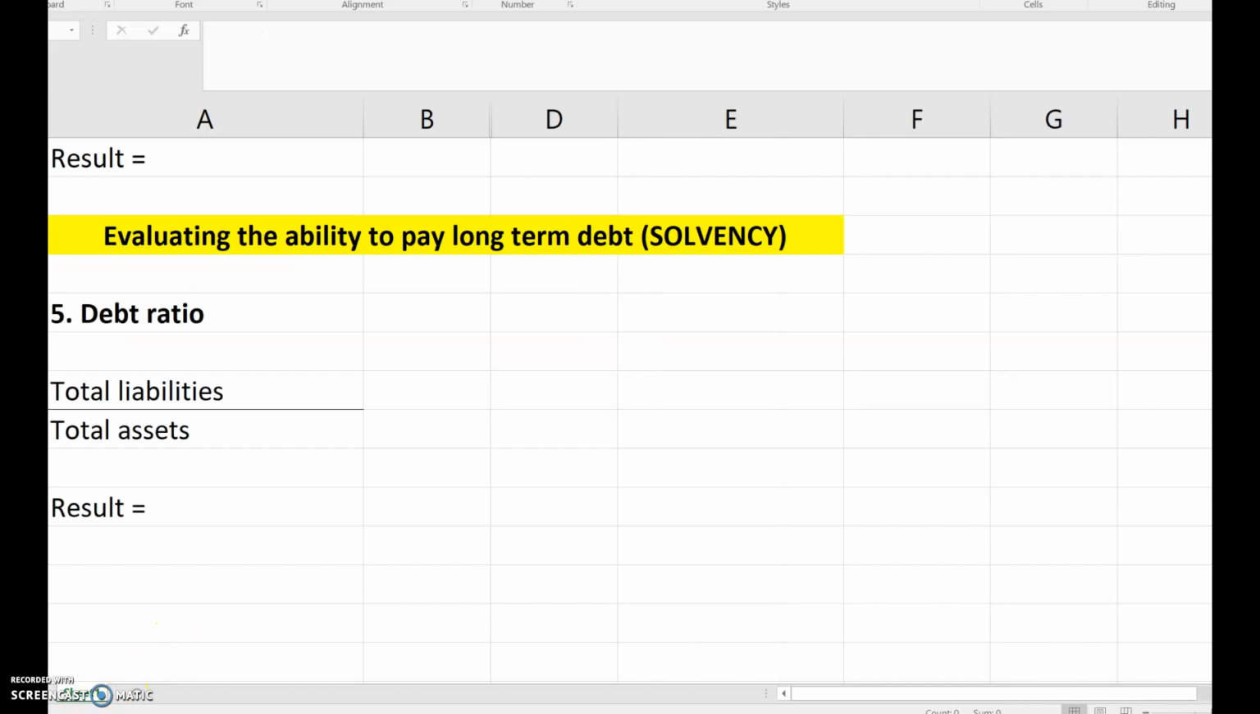Next, we're going to look at the solvency ratios, which show the company's ability to pay their long-term debt and generate revenue long-term. Right, so this is kind of an indicator of long-term survival. So we're going to look at 2 ratios. The first one is the debt ratio. We take the total liabilities and divide by the total assets. That tells us what % of the assets are financed by debt.